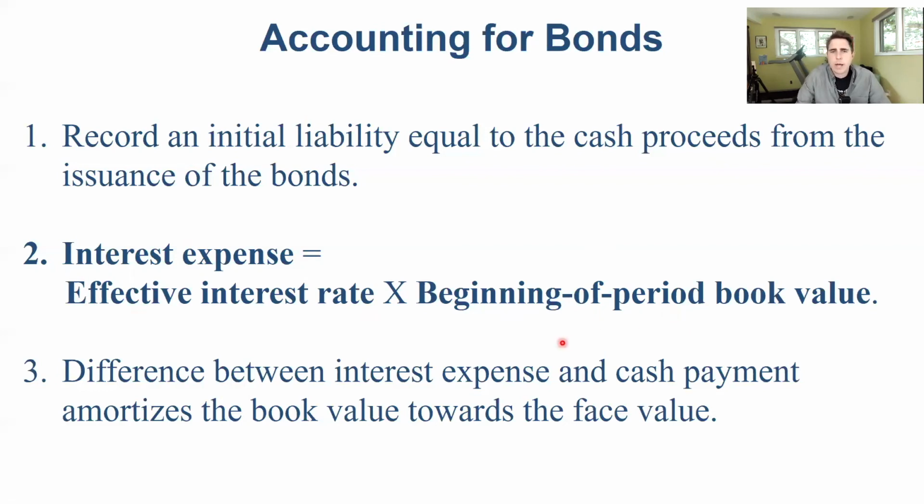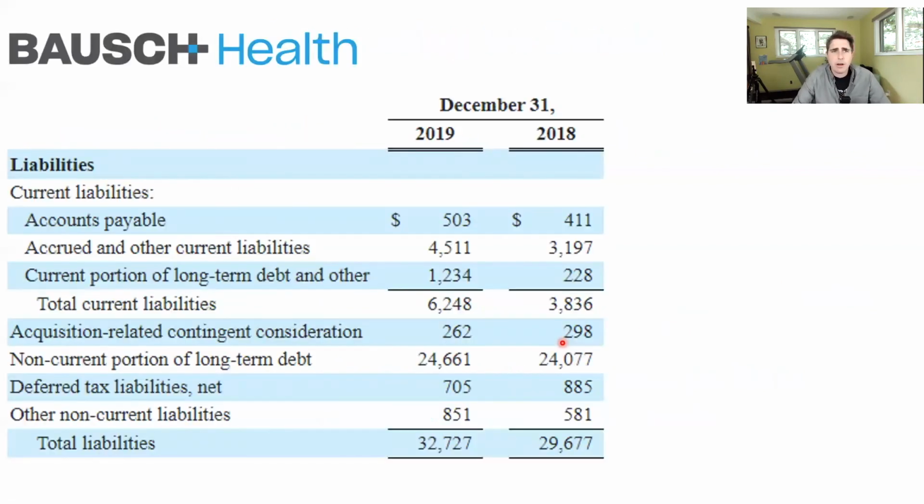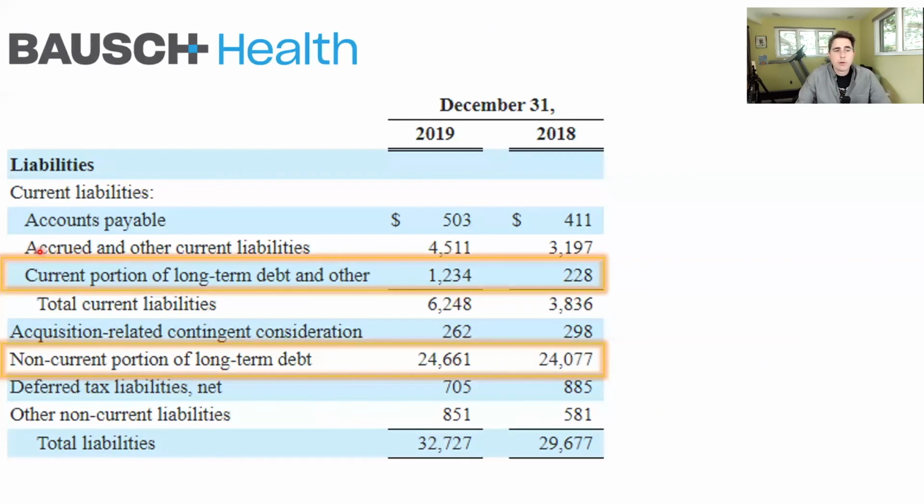So let's move on and look at the specific example of Bausch Health, I don't know how to pronounce that. This is a healthcare company. Here I've got an excerpt of the liabilities section of their balance sheet. They've got 2 relevant accounts here: the current portion of long-term debt and others. That gives me a little heartburn that there's something else in this account, but let's ignore that for the purposes of this video. Let's just pretend this is the current portion of long-term debt. And here's the non-current portion of long-term debt.